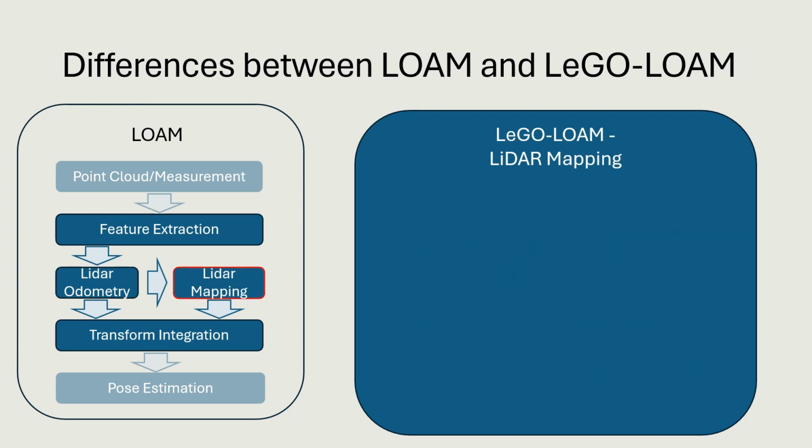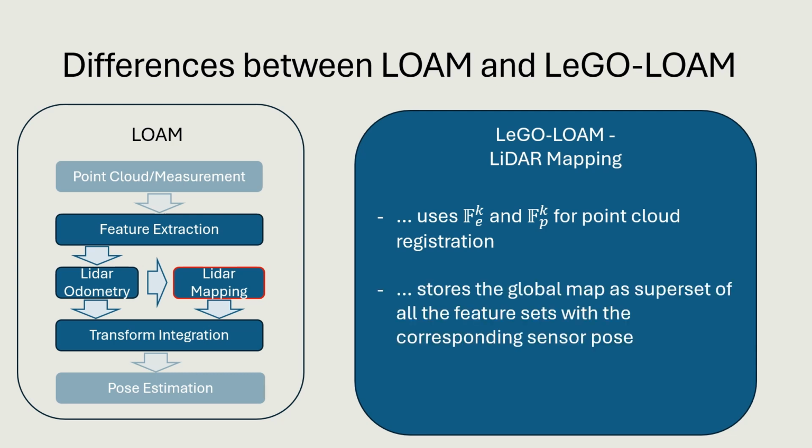The LiDAR mapping module profits from the previous extraction of the feature sets f sub e and f sub p as well. In LoAM, features from the new point cloud have to be extracted. In LeGO-LOAM, the already determined feature sets are utilized. LeGO-LOAM simultaneously profits from the way the global map is stored. While LoAM holds just one large point cloud map in memory, LeGO-LOAM stores the feature sets of all the registered sweeps, including the pose of the sensor when the scan was taken.